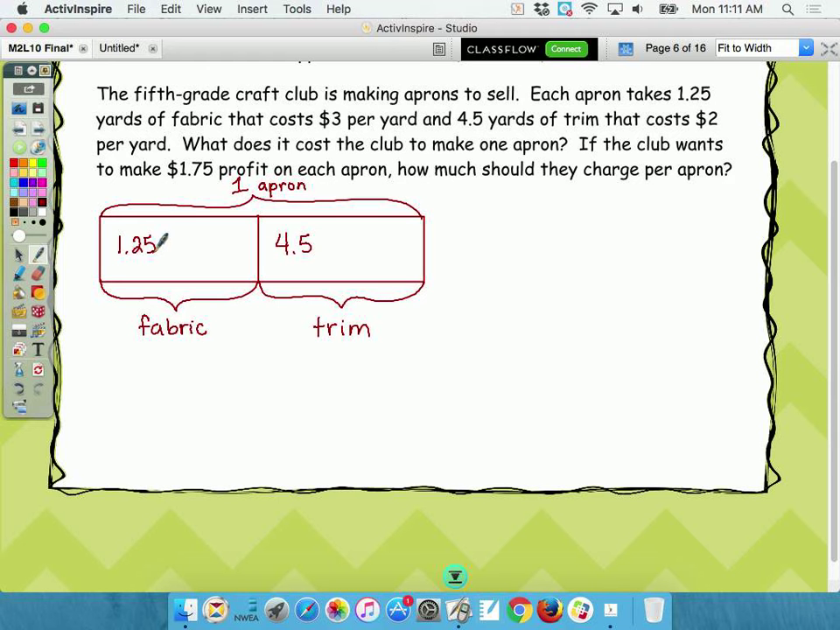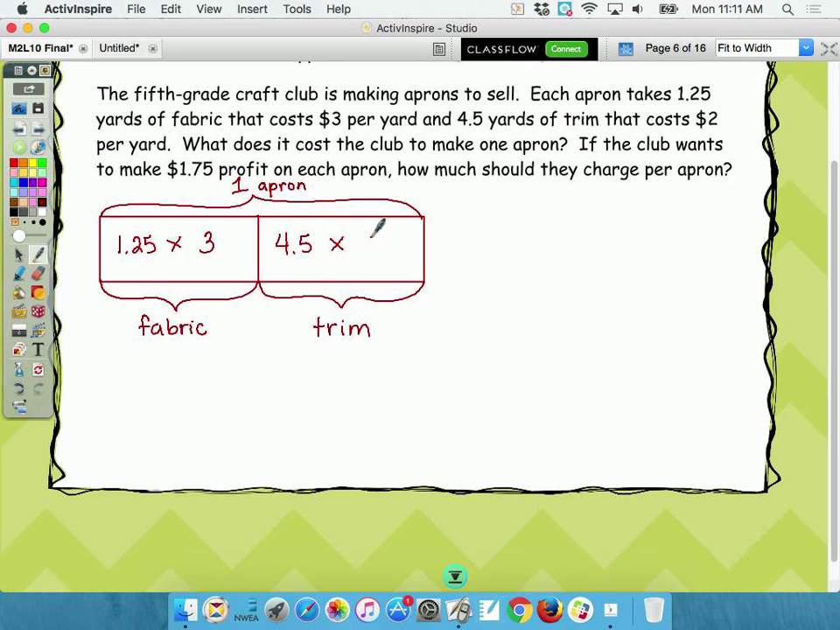So when it says per yard, add, subtract, multiply, divide, what do you do? When it says per yard, you're going to multiply. So write that down. So $3 per yard. Cooper, I see where you're going with your thinking, and it's not a bad idea. $3 per yard. So now we're going to do 4.5 yards of trim.